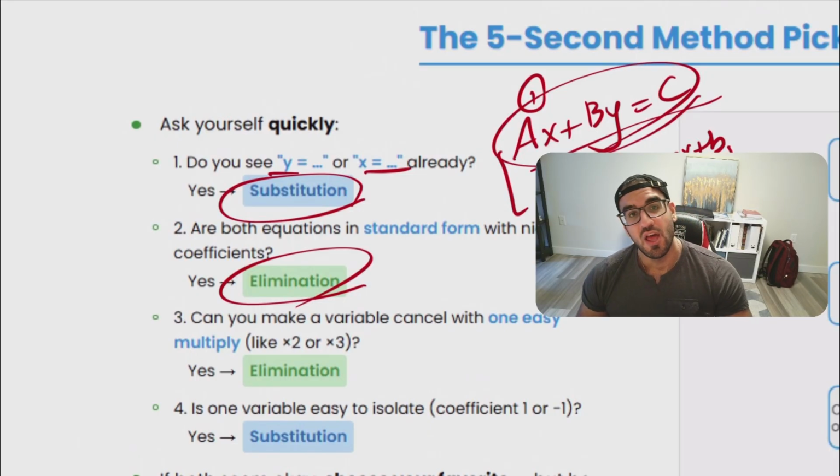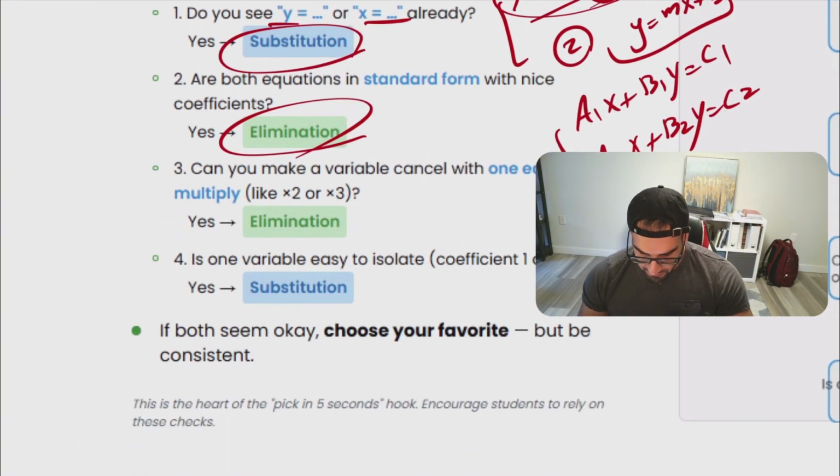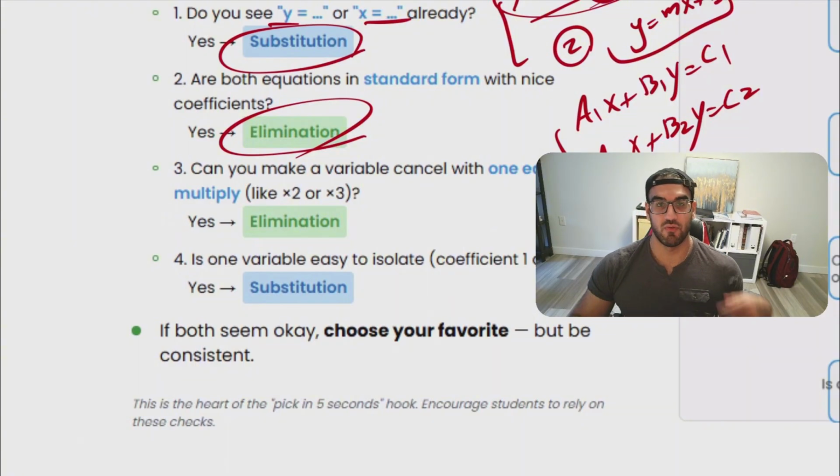So remember, when you have ax plus by equals c for both of them, a1x plus b1y equals c1, and a2x plus b2y equals c2, it would be better to use elimination. Can you make a variable cancel with one easy multiplication? Use elimination. What does that mean? If you remember, if you have y in one of the equations and 2y in the other equation, the only thing you have to do is multiply everything in the first equation by -2, right? So it is very simple.